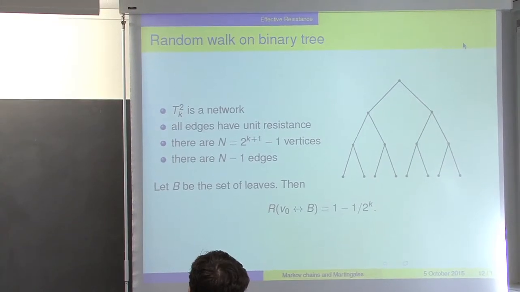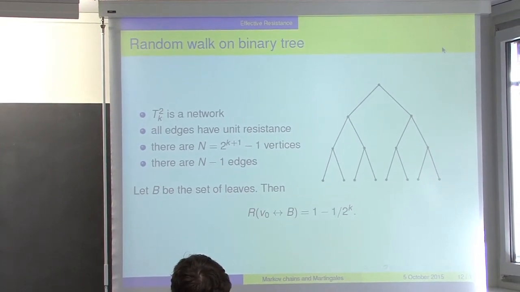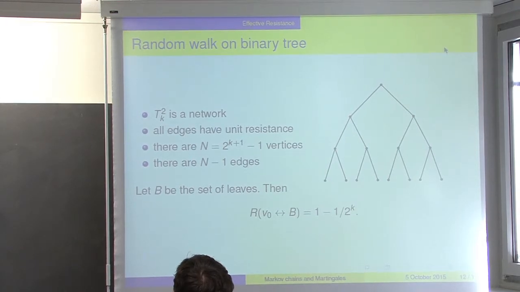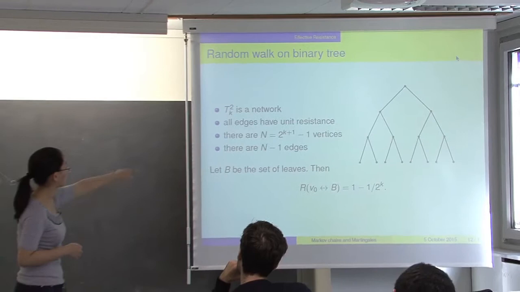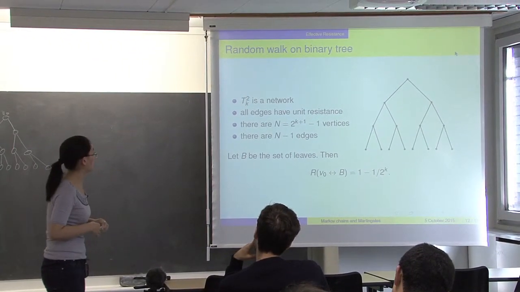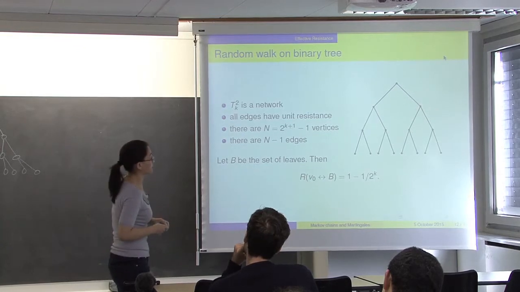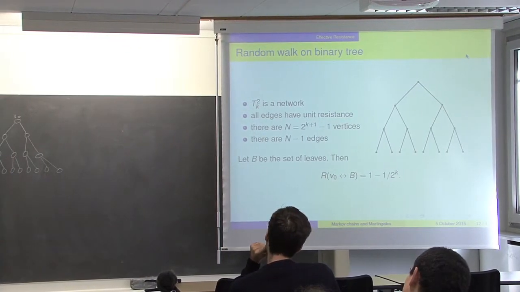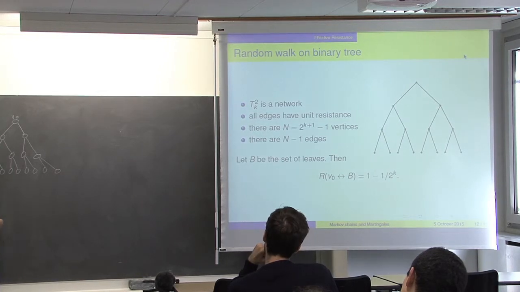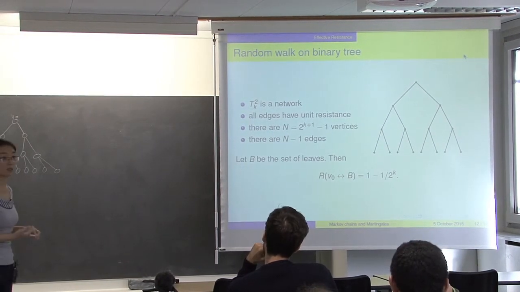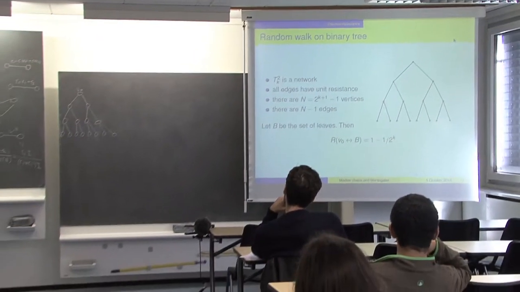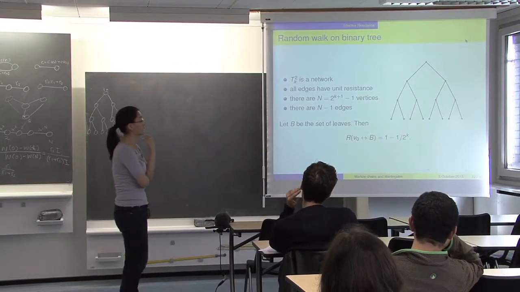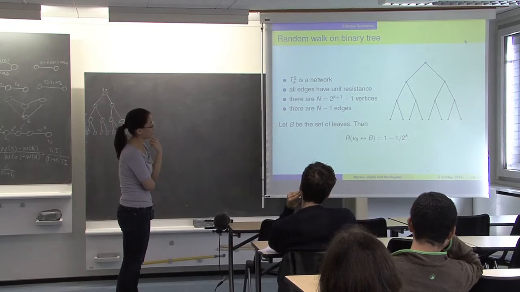And for this rooted binary tree, suppose that on each edge we put a unit resistance, and then we have a network. For this network, we can calculate that there are 2 to the power k plus 1 minus 1 vertices, and the number of edges is n minus 1. Suppose B is the set of leaves, and now we can calculate the effective resistance from the root to the leaves. In turn, this effective resistance will give us the escape probability of the random walk on this network. So think about it for 5 seconds: how to calculate the effective resistance from the root to the end.